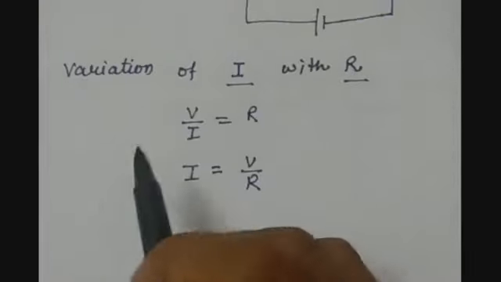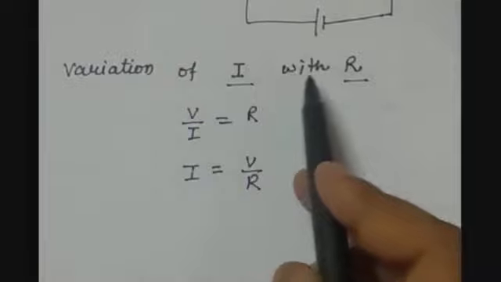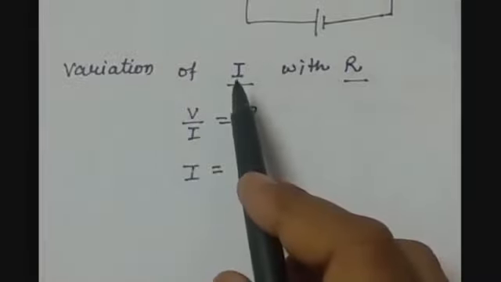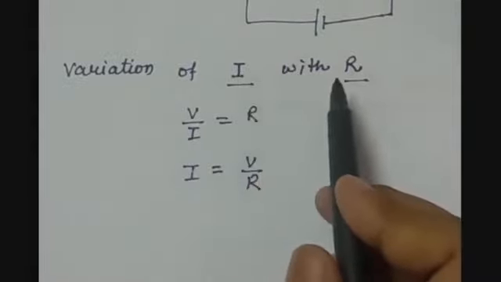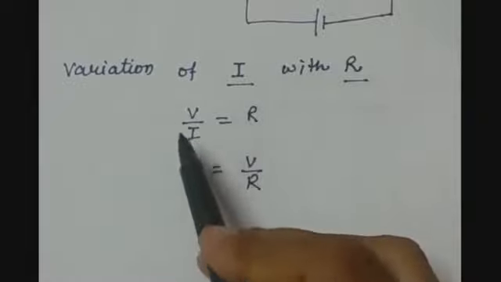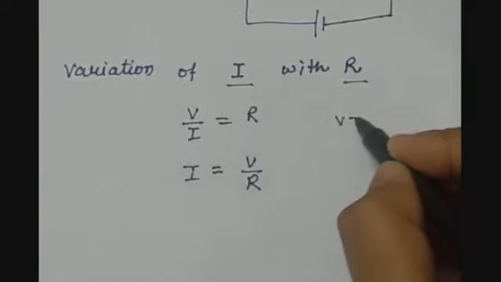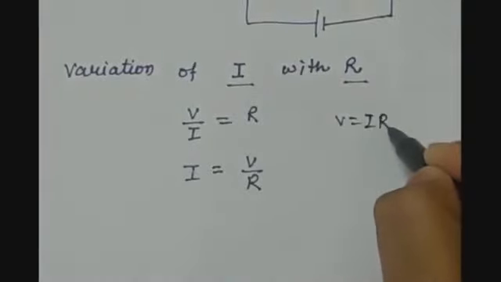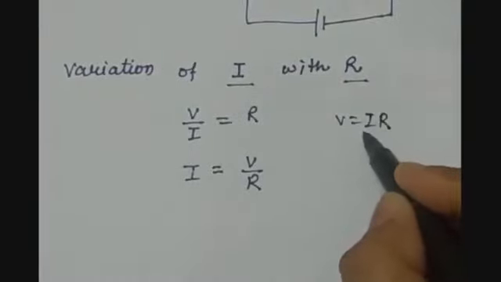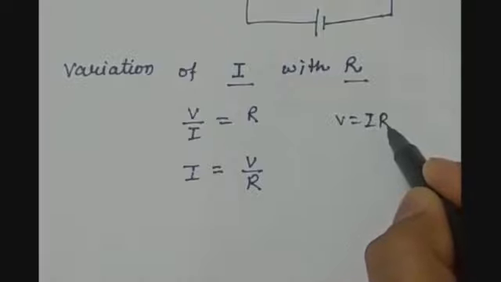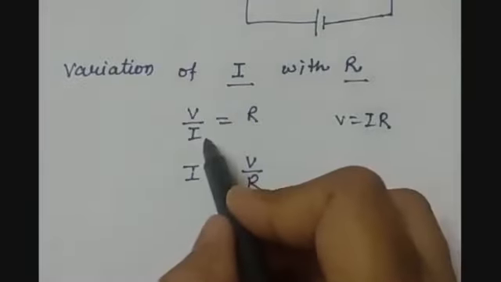Now let us see the variation of current with the resistance, that how current varies with the change in the resistances. So we know according to Ohm's law, V upon I is equal to R, or you can say V is equal to I into R. Potential difference is the product of the current and the resistance of the conductor. So this can also be written as this.